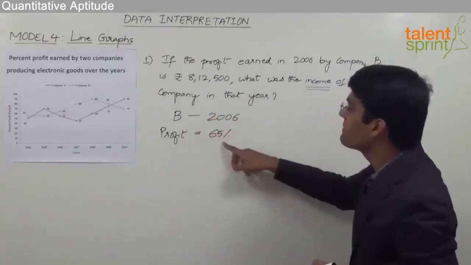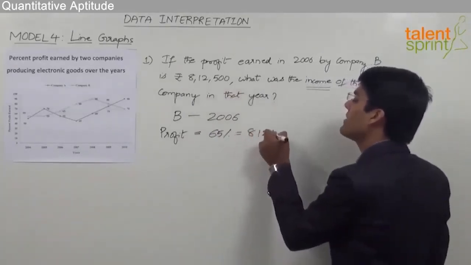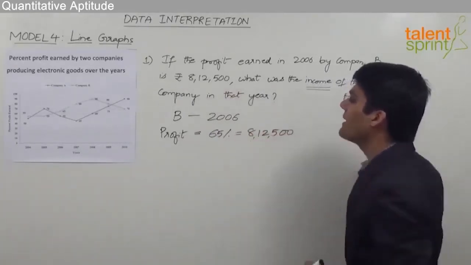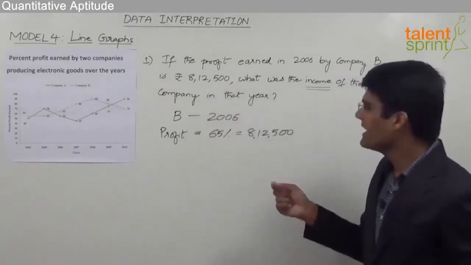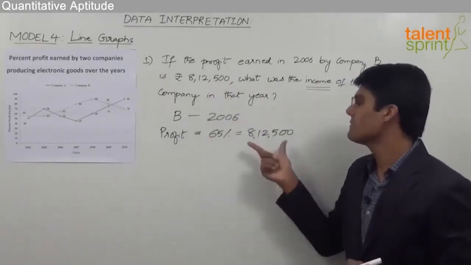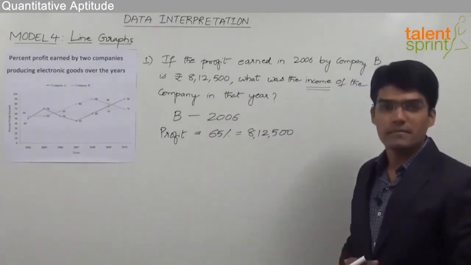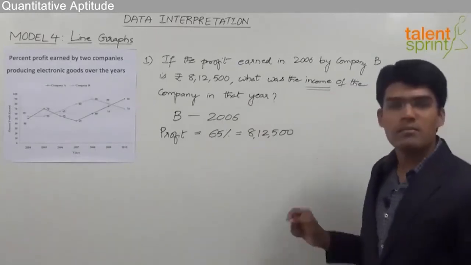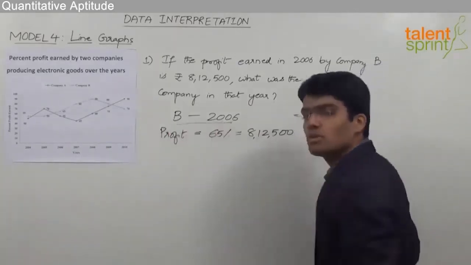But this 65% is equivalent to 8,12,500. Why? Because the question says the profit earned by the company in 2006 was 8,12,500. So we can very clearly understand that 65% is as good as 8,12,500 in this case. And we are supposed to find out the income of the company in the same year. That means the income of company B in 2006.